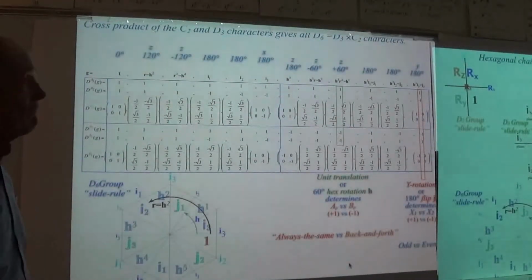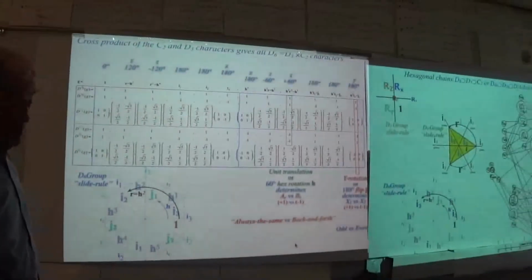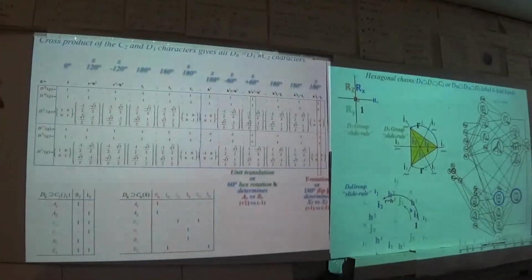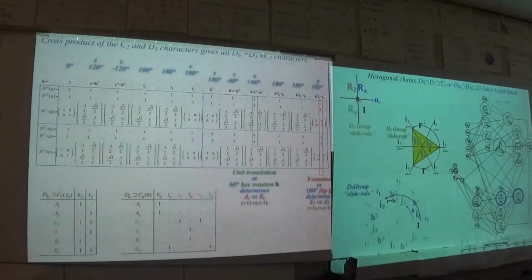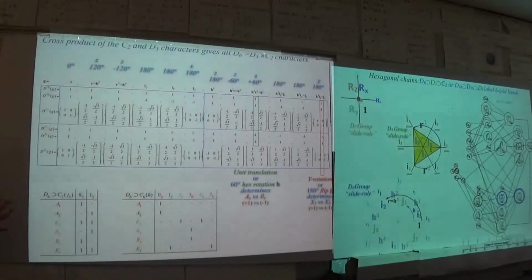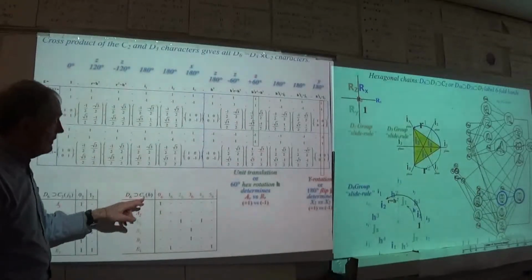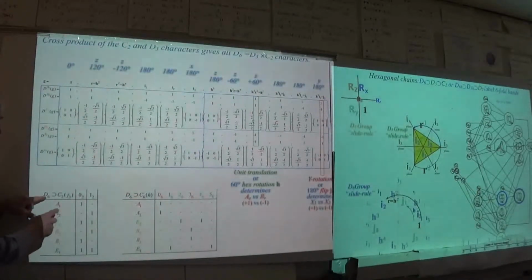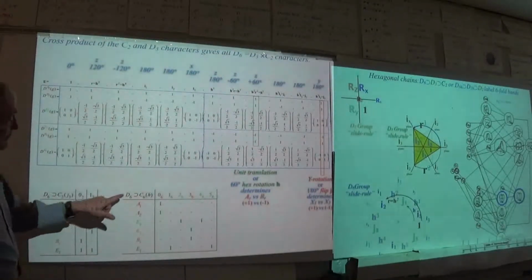So this is the next step. We've just doubled the D3 problem into a D6 problem. Now, the correlation tables between the D6 and the C2 and the D6 and the C6, these are analogous to what we had before, which was D3 correlated. And I have not told you what this symbol means.